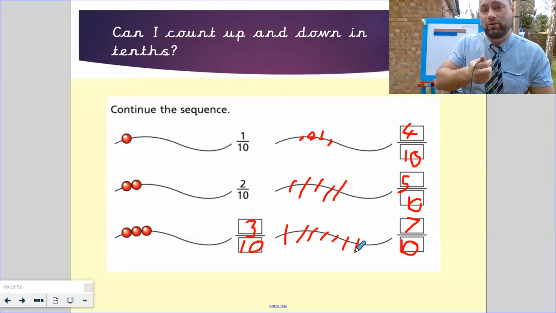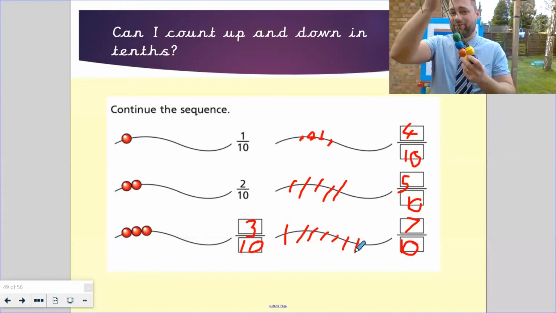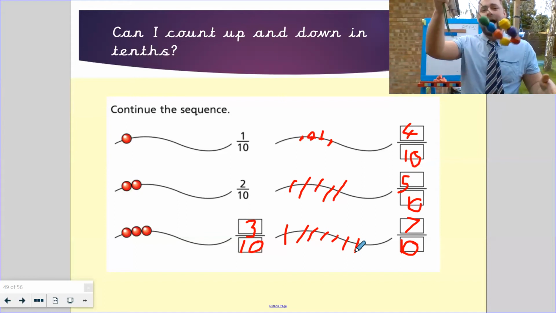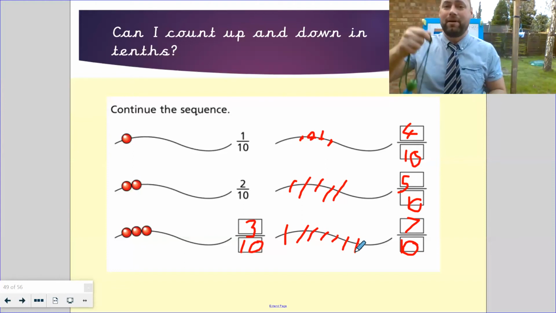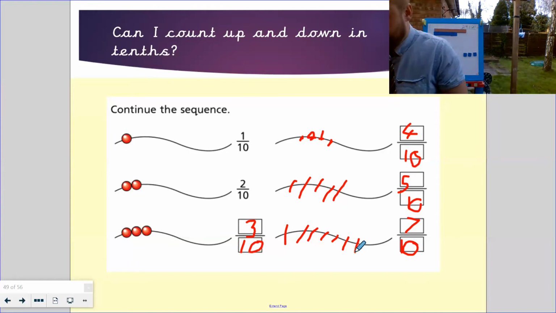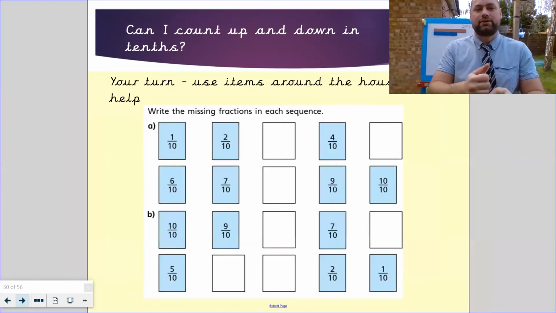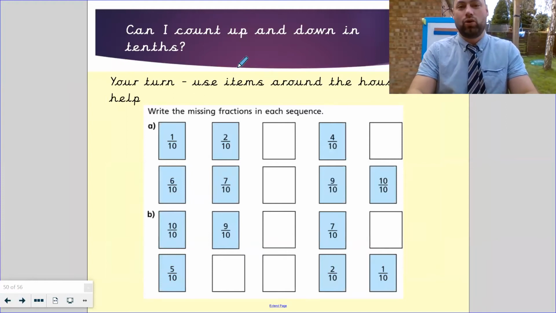And a question for you guys: how many tenths do I have remaining to put? If I'm not going to put any more on here, how many tenths do I have left? If I've got 7/10 on here, how many will I have left? Okay, good, well done. So now, it's your turn.